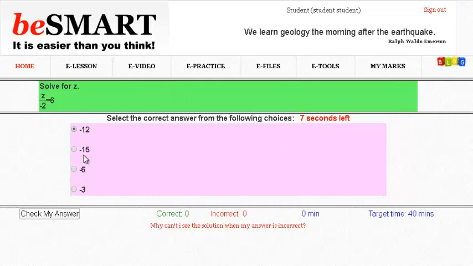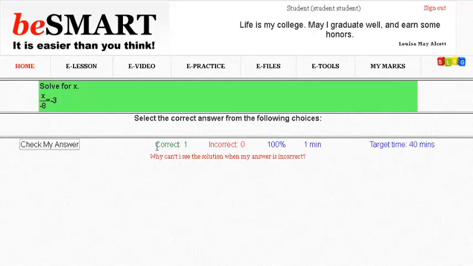Let's say I click on -12 here, and then it says check my answer again. Now, when I click on this one, you can see that it said the correct is 1. My performance is 100% because I did one question and the question that I did was correct. And it took me 1 minute. So I have done 1 minute of homework right now. Now let's try another one.